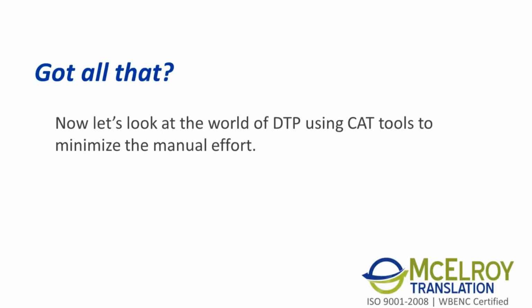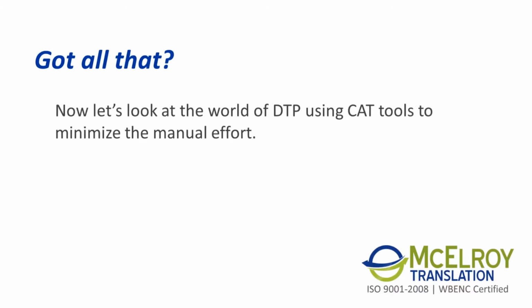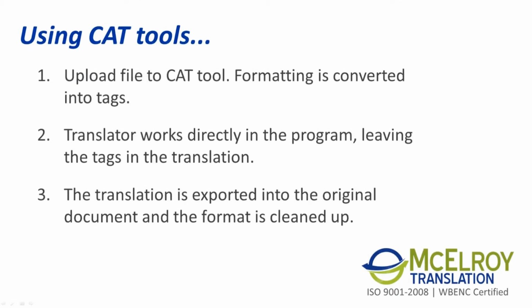So that's a lot of steps. It was very time-consuming, and there was a lot of room for error. So one of the great things about CAT tools is it minimizes the effort, but it also minimizes the chance of error. So with the CAT tool, you upload the file to the CAT tool. The formatting is converted into tags that you don't need to worry about. The translator just works directly in that program. They leave the tags. They don't worry about it. The translation is exported back into the original document, and then it's ready for cleanup.